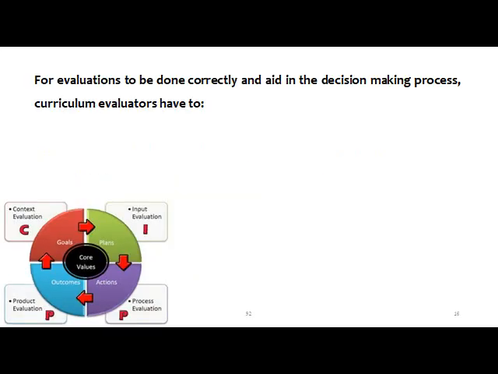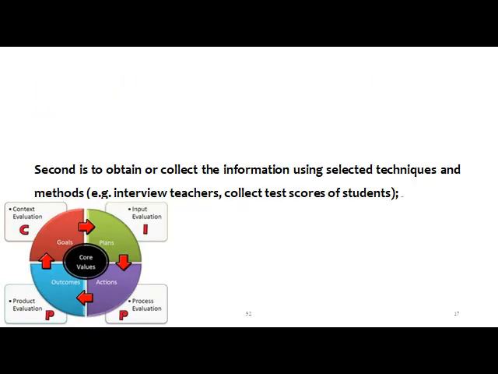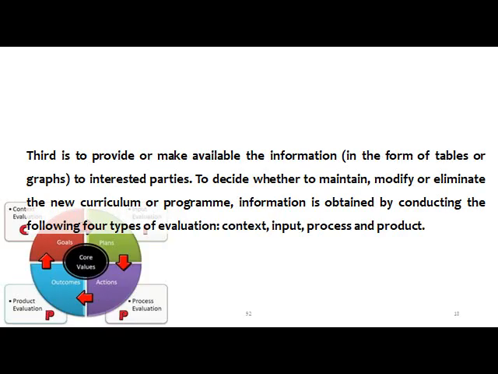For evaluations to be done correctly and aid in the decision-making process, curriculum evaluators have to first delineate what is to be evaluated and determine what information has to be collected. For instance, how effective the new science program has been in enhancing the scientific thinking skills of children in the primary grades. Second is to obtain or collect the information using selected techniques and methods. For instance, interview teachers, collect test scores of students. And third is to provide or make available the information in the form of tables or graphs to interested parties.